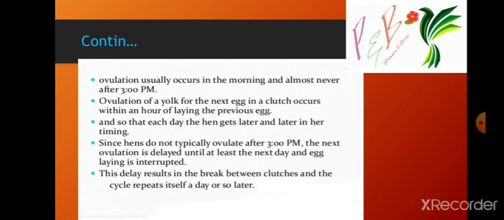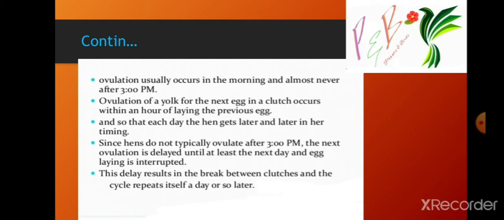Some will think, today it laid at 6, tomorrow why is it not laying, and do some experiments on it, and it is going to die. It is very dangerous if you do any experiments on it. Next, since hens do not typically ovulate after 3 p.m., the release of yolk will not occur after 3 p.m. The next ovulation is delayed until at least the next day, and the egg laying is interrupted.